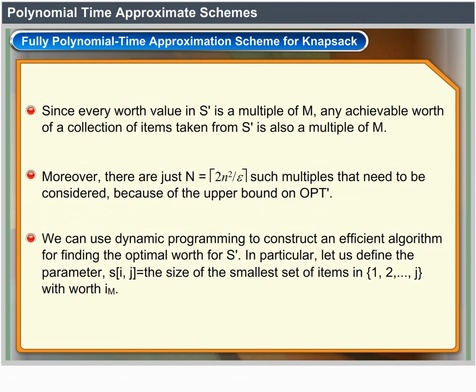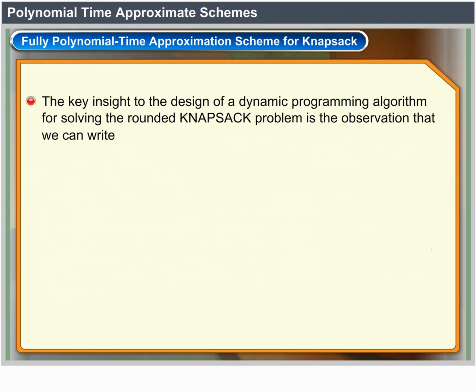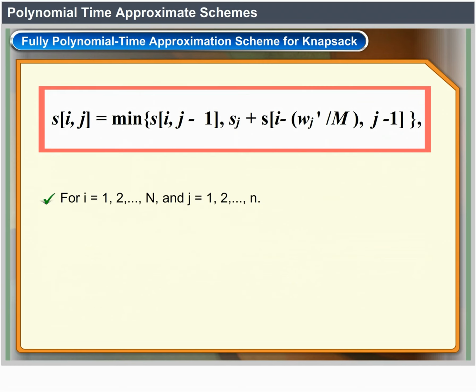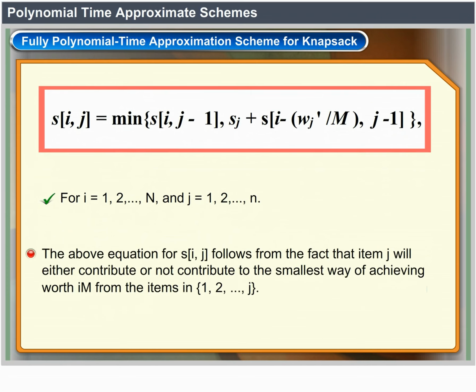The key insight to the design of a dynamic programming algorithm for solving the rounded knapsack problem is the observation that we can write s of i, j equals min of s of i, j minus 1, sj plus s of i minus wj' by m, j minus 1, for i equals 1 to n and j equals 1 to n. The above equation for s of i, j follows from the fact that item j will either contribute or not contribute to the smallest way of achieving worth im from the items in 1 up to j.